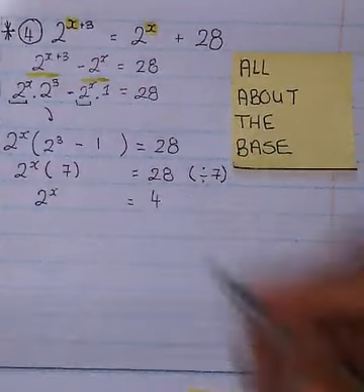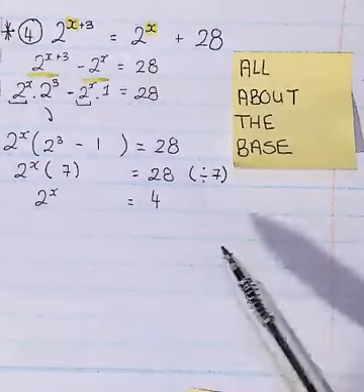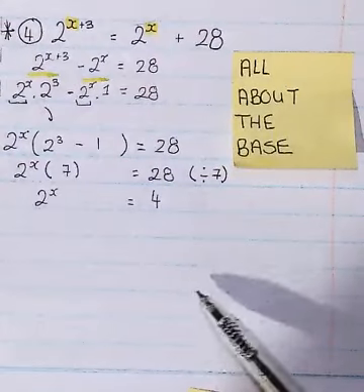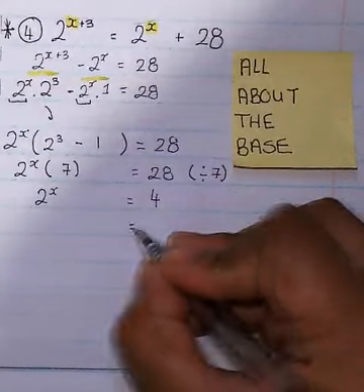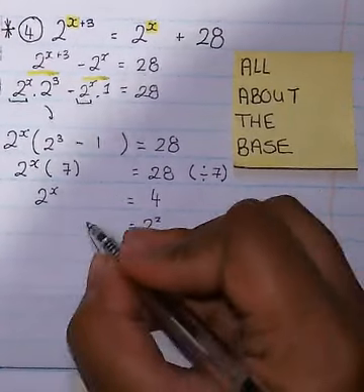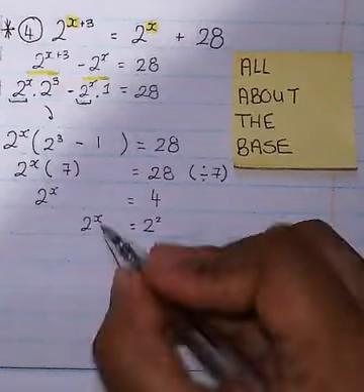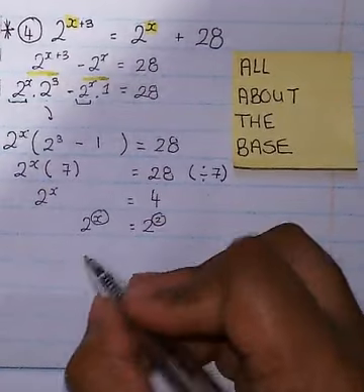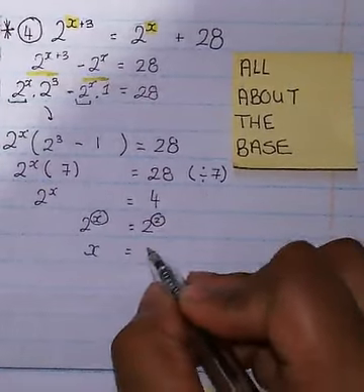4. Okay, and now we do our bases and exponents, we get our bases the same, and then we focus on our exponents. So 4 can be written as 2 squared, right? And now at this point we can see that x is equal to 2.